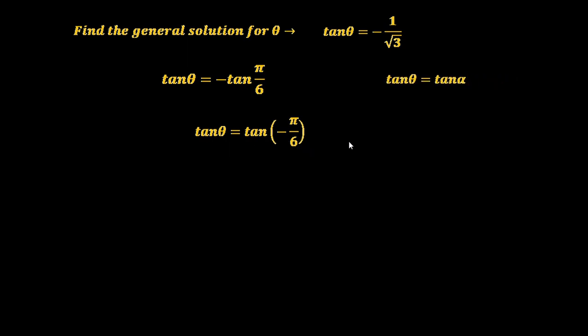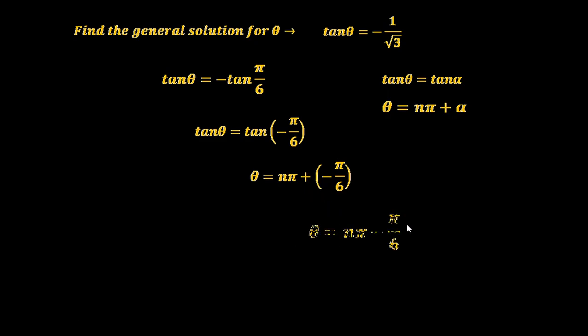Now it is in this form, tan theta is equal to tan alpha, and the general solution we have just discussed is theta is equal to n pi plus alpha. So if we have an equation in this form, then the general solution of theta will become n pi plus alpha. So we can compare here, alpha is minus pi by 6. Thus we can write theta is equal to n pi plus, within brackets, minus pi by 6. So finally this is the answer.